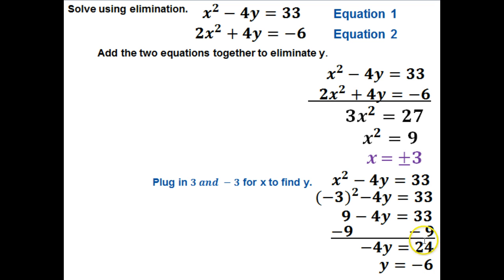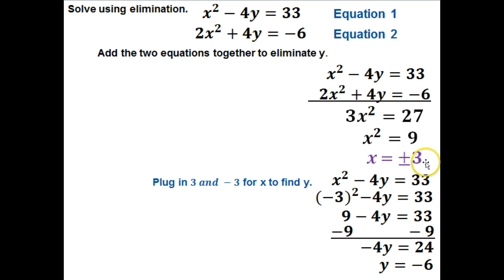Now that I've done that for one, I know that if x equals negative 3, y equals negative 6. Now I need to go back in and plug in positive 3 for x. If I plug in positive 3 for x, 3 squared is 9. It doesn't change my y value at all. This one's kind of unique because my y value is going to be the same because I'm squaring this x, so it doesn't matter whether it's positive or negative. I still get the same y value. And if you'd like to, you can go ahead and plug that in. I'm not going to in this video just to make it a little bit shorter. But you would get the same answer here.